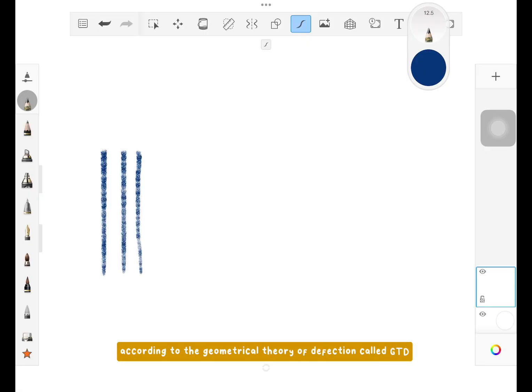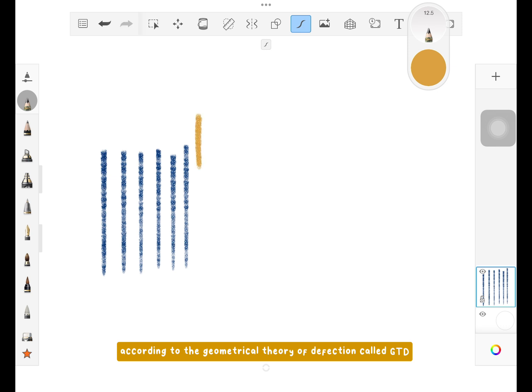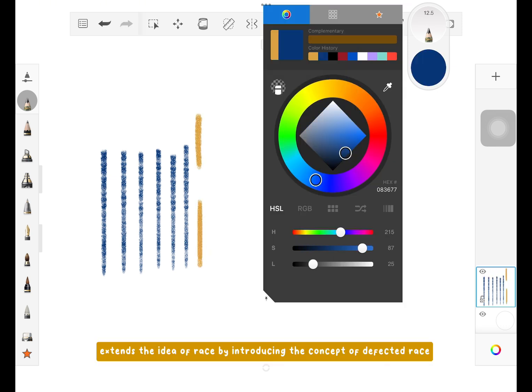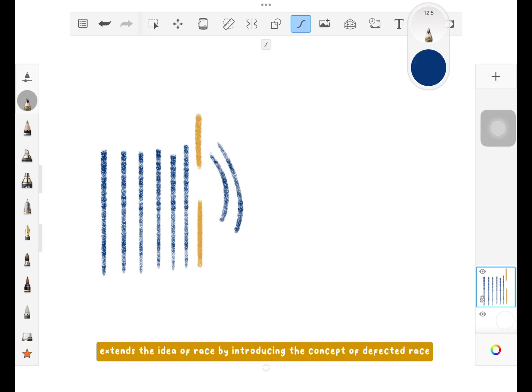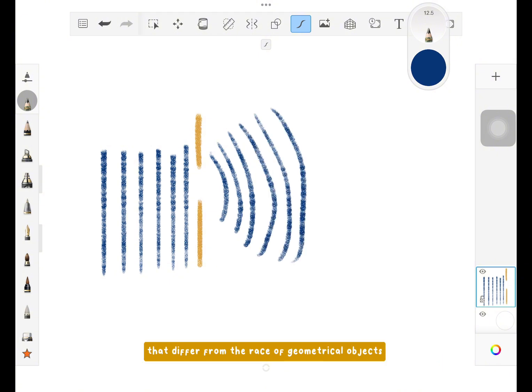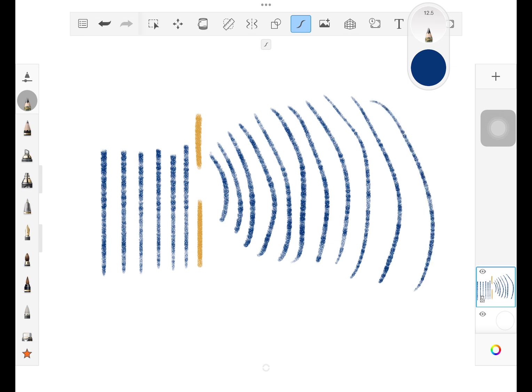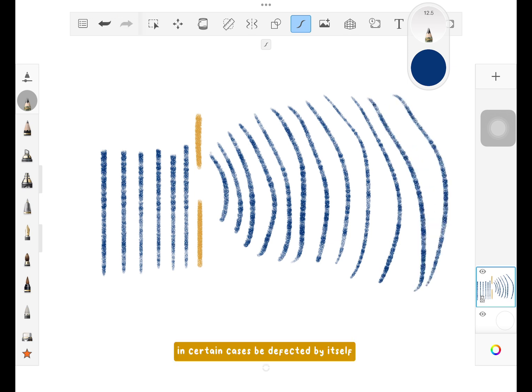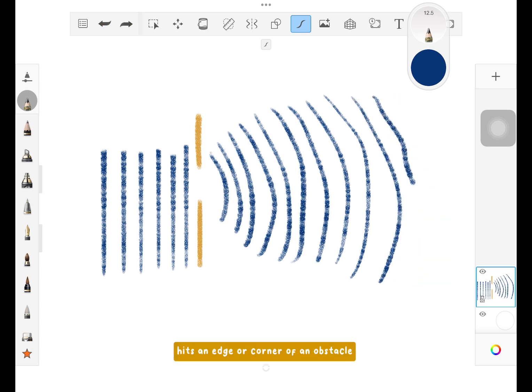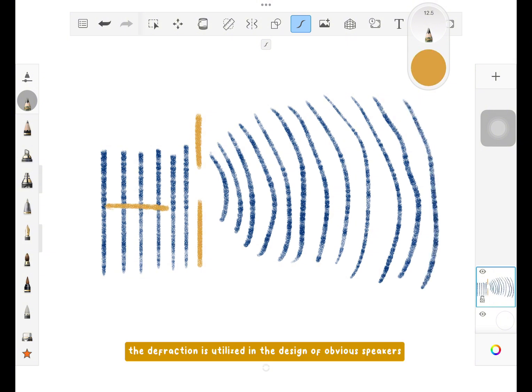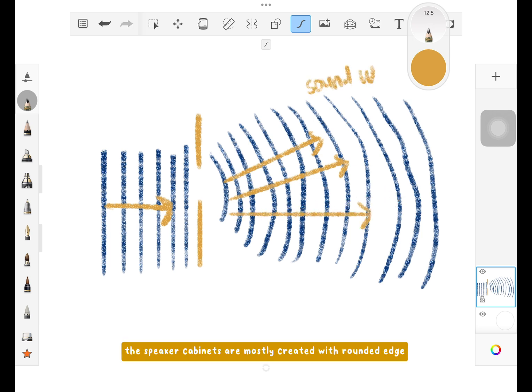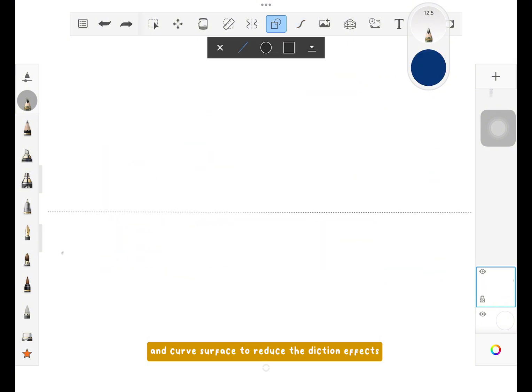According to the geometrical theory of diffraction, called GTD, it extends the idea of rays by introducing the concept of diffracted rays that differ from the rays of geometrical optics in that these are produced when a ray, in certain cases the diffracted ray itself, hits an edge or a corner of an obstacle. Diffraction is utilized in the design of audio speakers to create a more immersive listening experience. The speaker cabinets are mostly created with rounded edges and curved surfaces to reduce the diffraction effects.